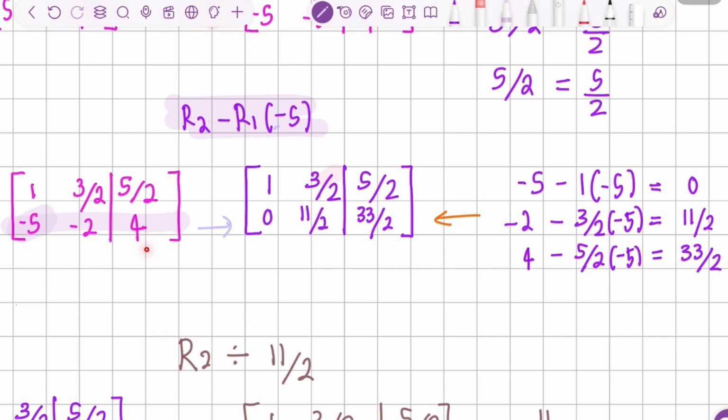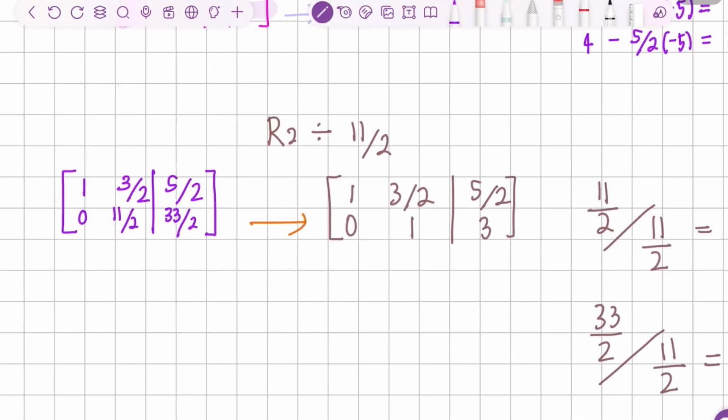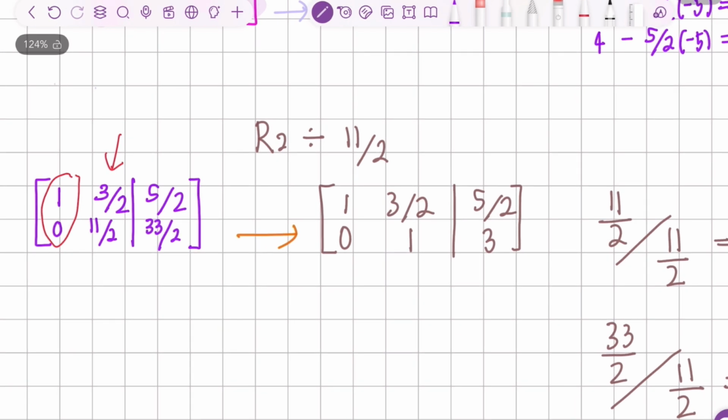And then 4 minus row 1, which is 5 over 2, and then multiplied by negative 5. You get 33 over 2. After you are done converting this column to 1 and 0, then you convert this column. So for this row, you use this formula.